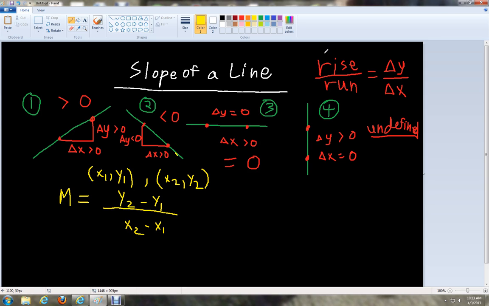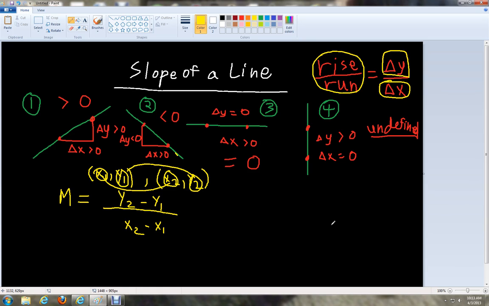So notice that earlier when we had the rise over run, the rise is the change in the y values. You can see that this is the change in the y values, the difference of y2 minus y1, divided by x2 minus x1, and that's the run, the delta x that goes on the bottom. So the y values go on top, x values go on the bottom.